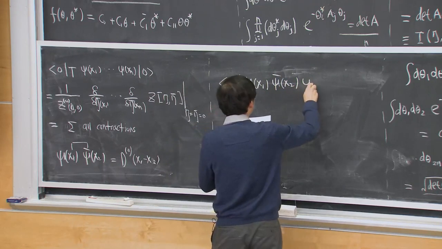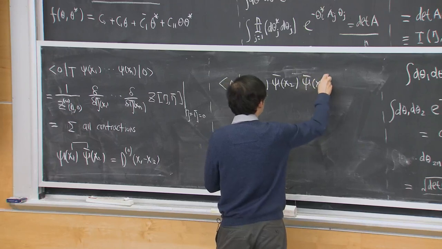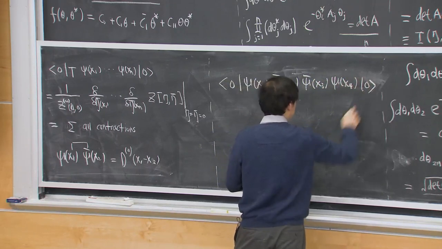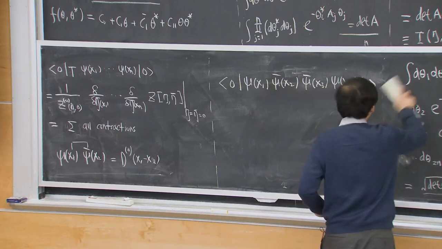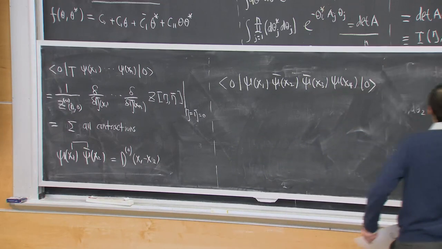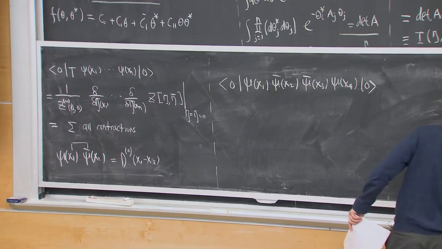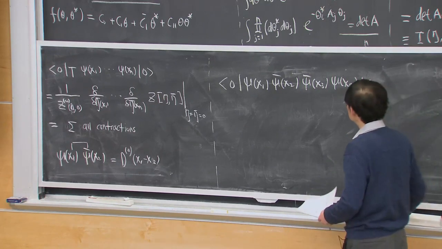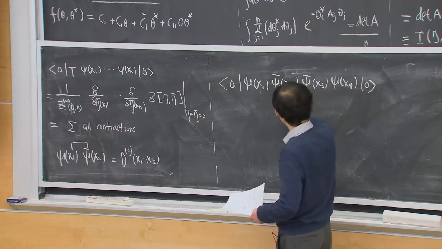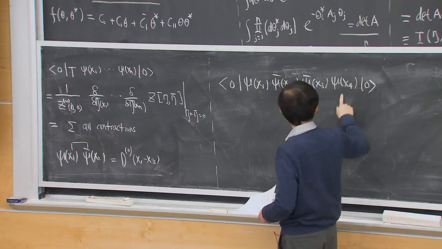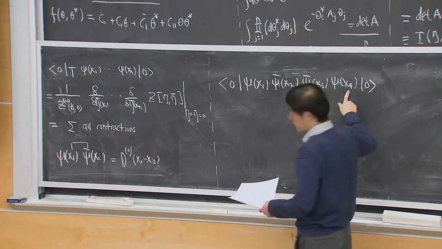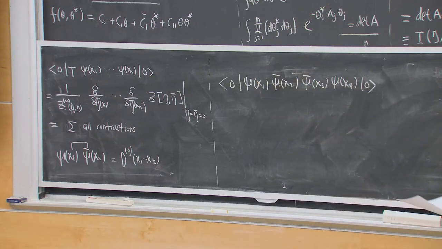And psi bar x3, psi x4. If you have this, then there are two possible contractions. You can have this contract with that, and this contract with that, or this contract with that, and this contract with that. Okay, so you have to be careful about the sign.